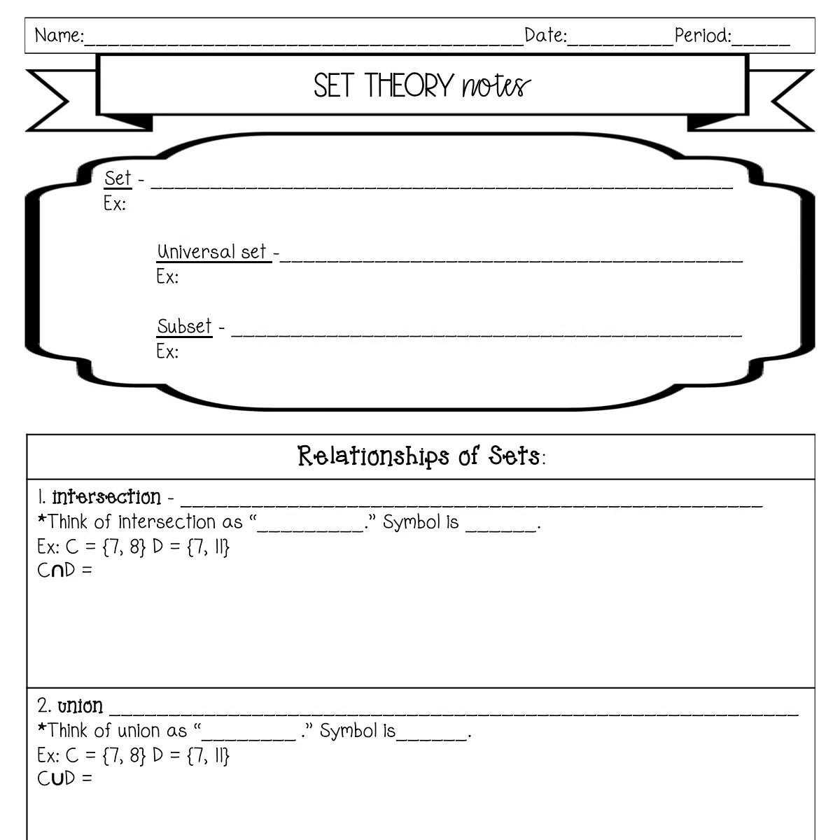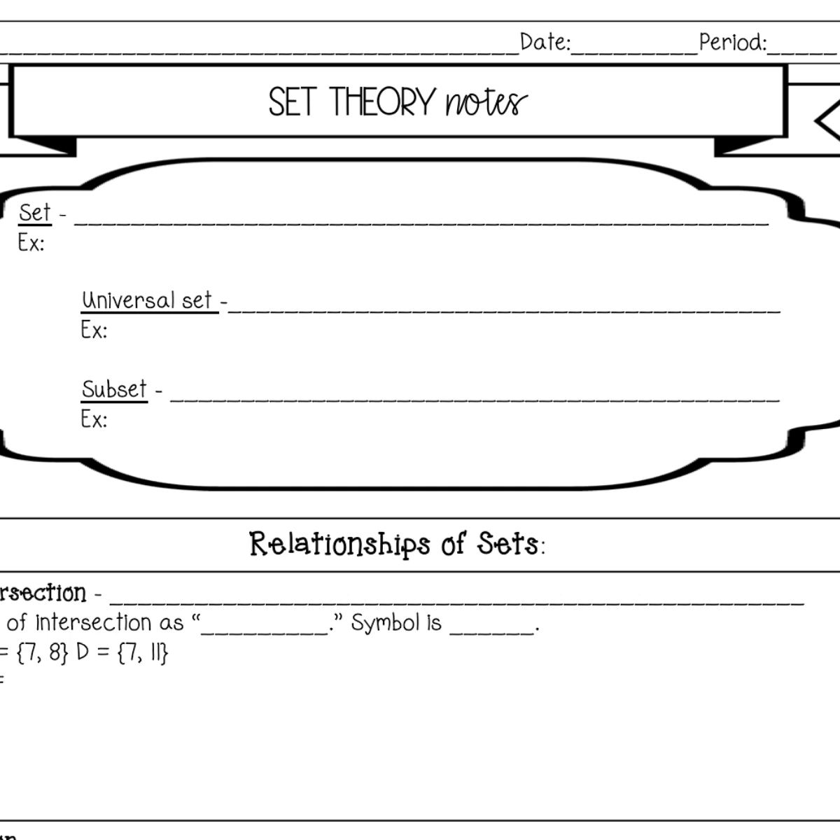All right, boys and girls, we are going to do our first lesson of our at-home learning, and it is going to be over set theory and Venn diagrams. So set theory, a set is merely a collection of elements, numbers, colors, or people.